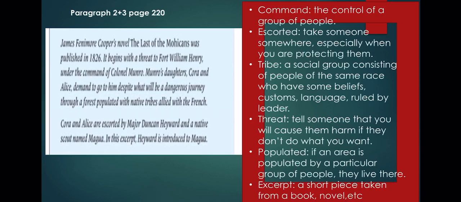and by a native Scot named Magua. In this particular piece of the book, in this novel, Heyward is introduced to Magua. So Heyward is introduced to Magua so that they can protect Fort William Henry's daughters and get them to a safe place, which is to their father. Okay.